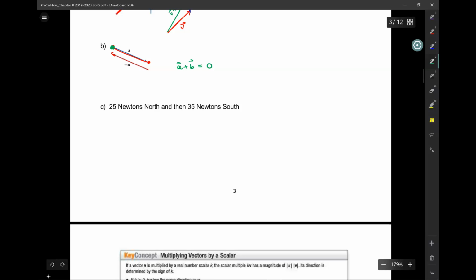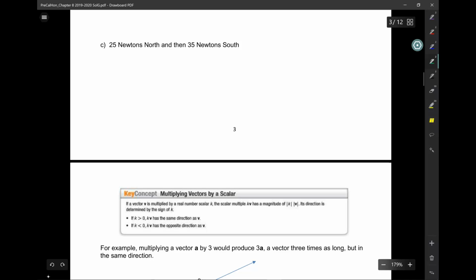Oh, sorry. I thought that was a... You do. So we're going to do A plus negative A equals 0. Okay, so take a look at this next one.